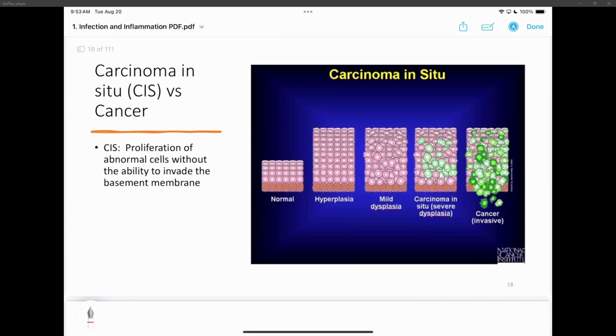So we have here different progressions of cancer growth. First, we have normal, then hyperplasia, then you have your mild dysplasia, disorganization. Now we have all these green cells are the cancer cells. And these cancer cells are still inside the tissue, in situ. They're still inside. This dark red cell line is the basement membrane. This is keeping it inside that tissue.